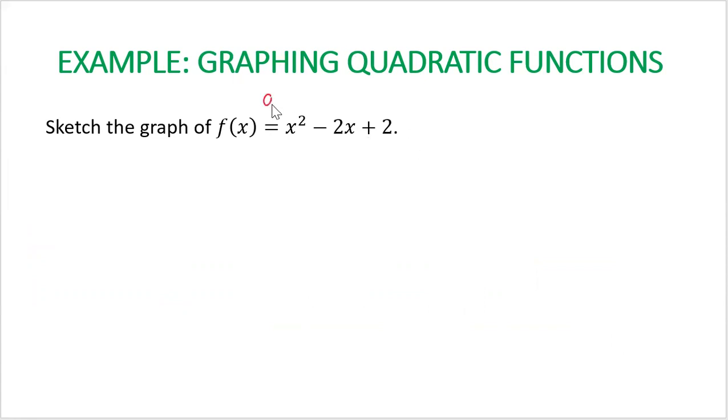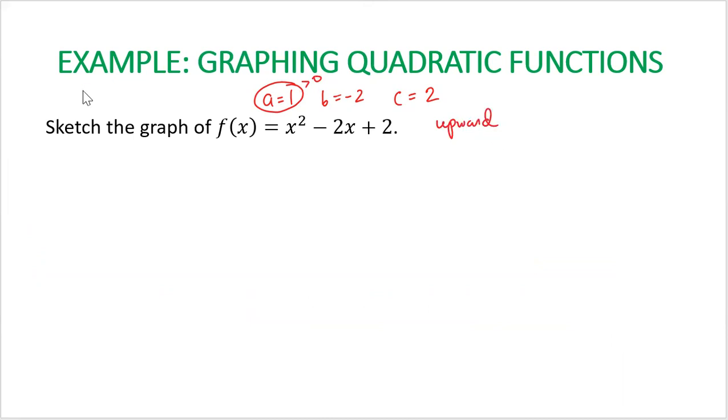So in here, the value of a is 1, the value of b is negative 2, and the value of c is positive 2. Now, since the value of a is 1, which is greater than 0, it means that the parabola is opening upward.